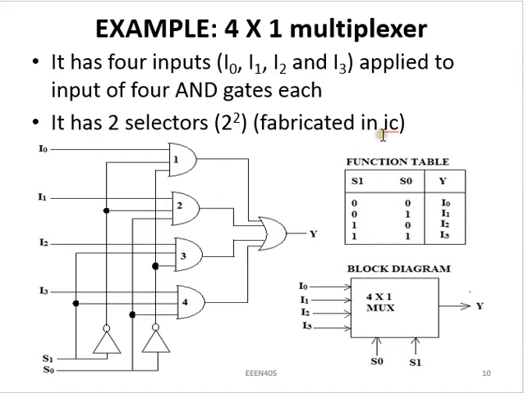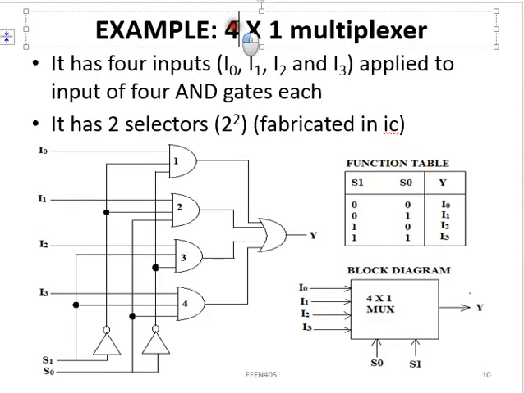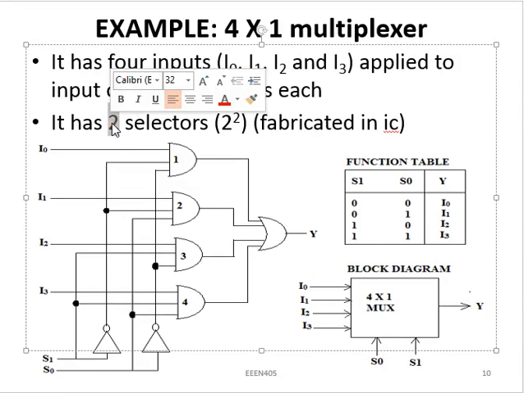And here is a typical example, that is a 4x1 multiplexer, which means it is a multiplexer that will accept 4 inputs at a time and produce only one of them at the output terminal at a particular time. For this, our inputs are designated by these letters I0, I1, I2, and I3, 4 of them. And this 4 is equivalent to 2 raised to power 2, which means that power of 2 is my n, which is my number of selectors.